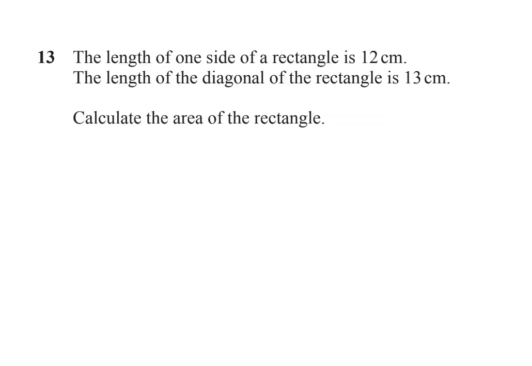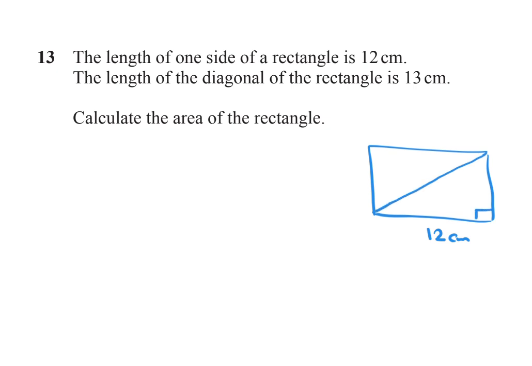Number 13. The length of one side of a rectangle is 12 centimeter. The length of the diagonal of the rectangle is 13. Calculate the area of the rectangle. So this is the rectangle. We have the length of one side is 12 centimeter and the length of the diagonal is 13 centimeter. To find the area we need length and width.